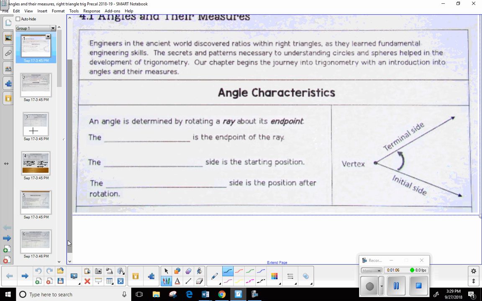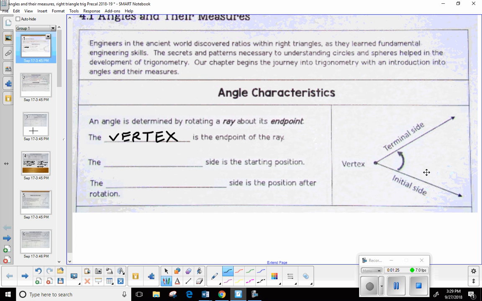So first off, an angle is determined by rotating a ray about its endpoint. You might recall from geometry that a ray is just a line segment that goes forever in one direction. So we got this diagram over here. The vertex is the endpoint of the ray.